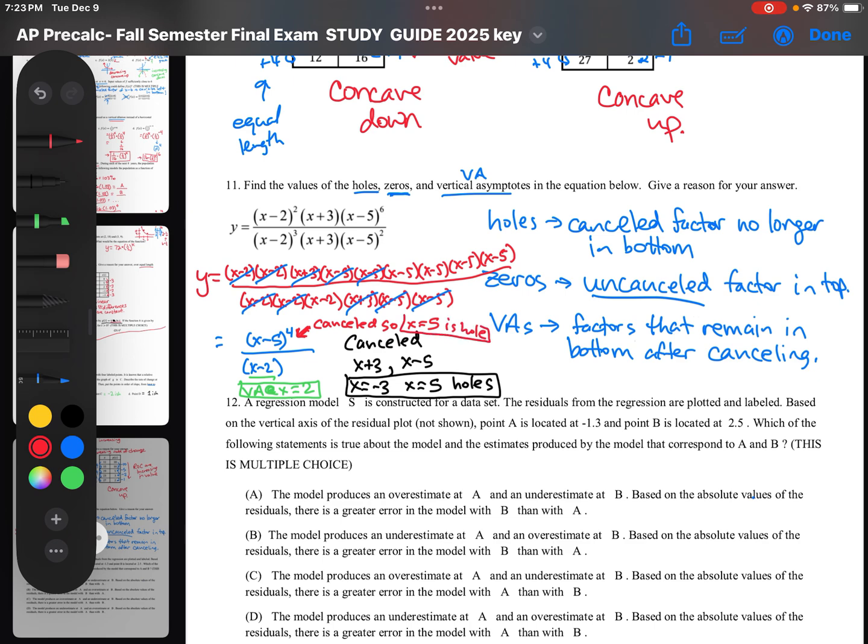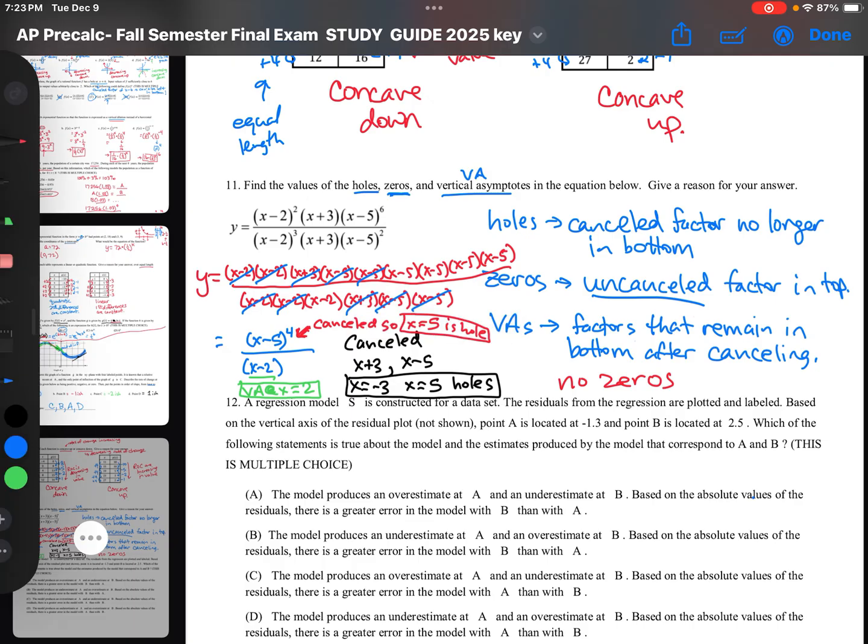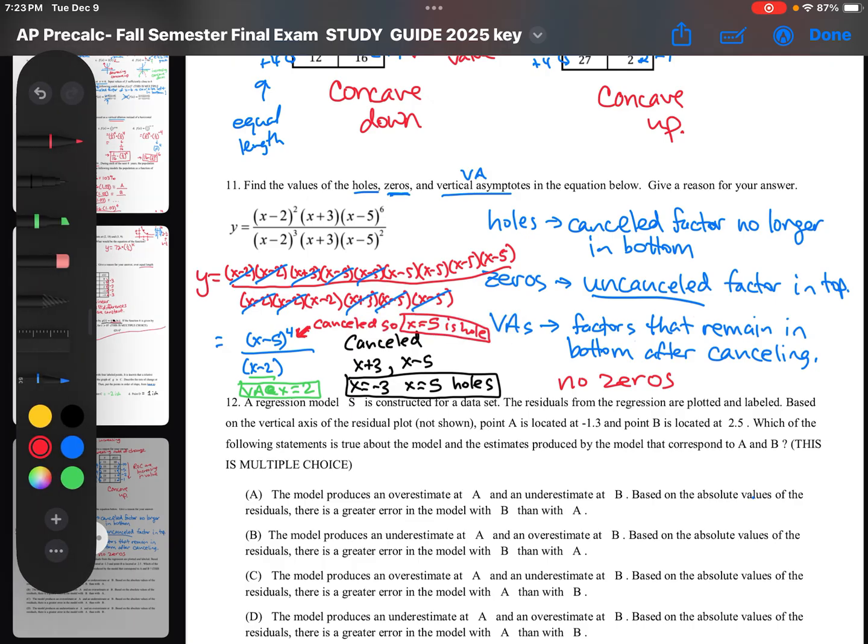And what we have is we do not have any zeros, because zeros only occur when there's an uncanceled factor. Uncanceled meaning it never got canceled, that is still on the top. So this one had no zeros.